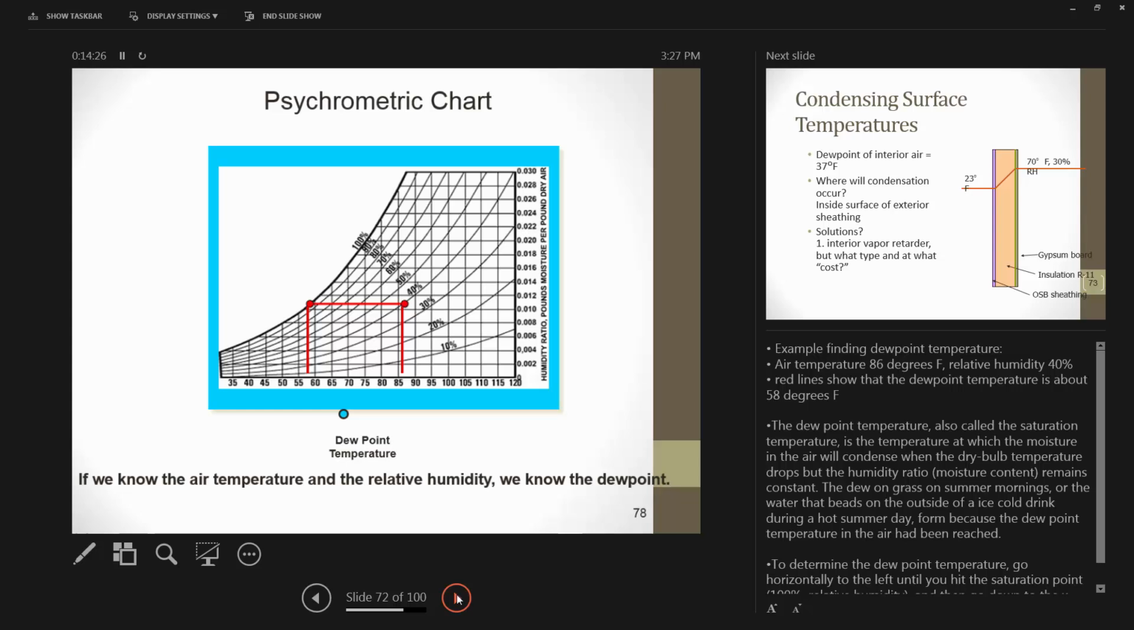Basically what you can do, and this is just the final slide on this, if you know what your delta T range is going to be for a particular climate zone, and you know what the relative humidity is, you can determine where the dew point's going to be, so you can determine if that's going to happen inside your wall.